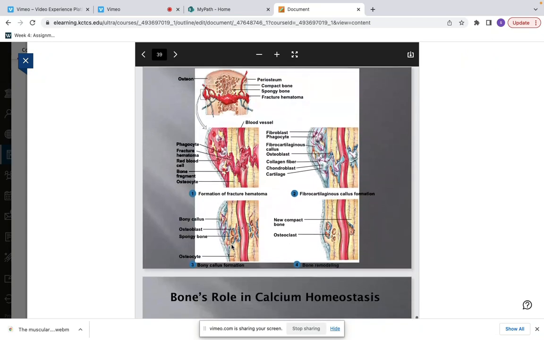Here's a picture of how this occurs. You have this formation, this fracture hematoma, which is present here. Then you're having the fibroblasts move in and begin to repair by laying down this collagen, this fibrocartilaginous callus formation, and then eventually the osteoblast will lay down the bone and callus.